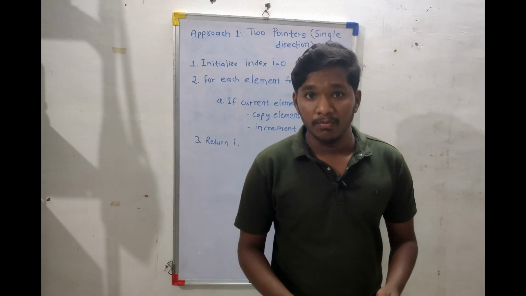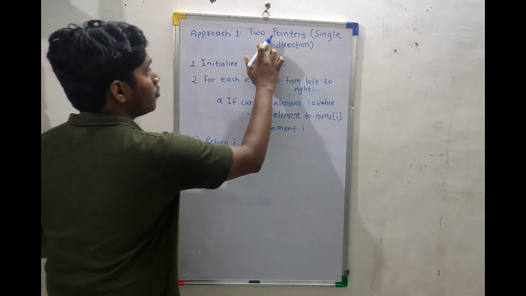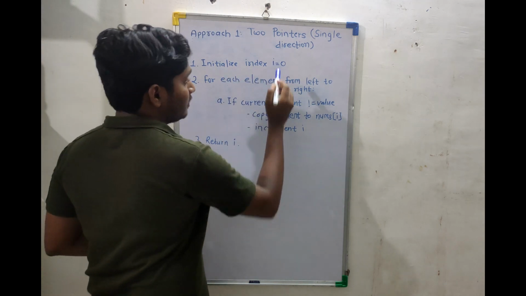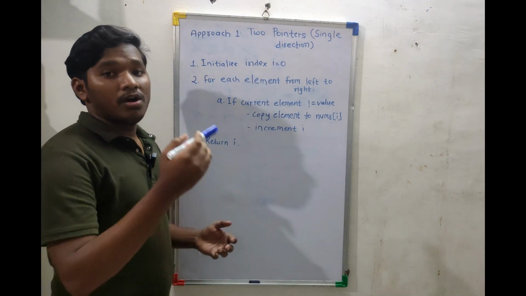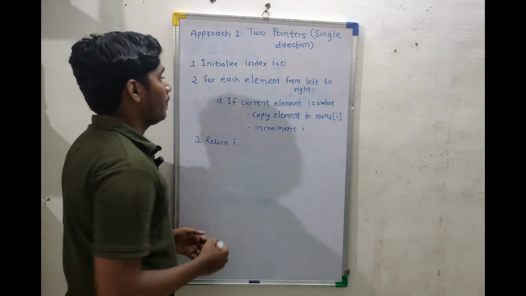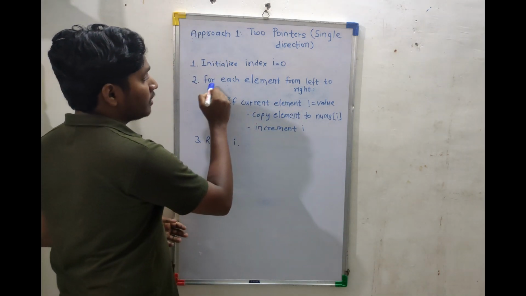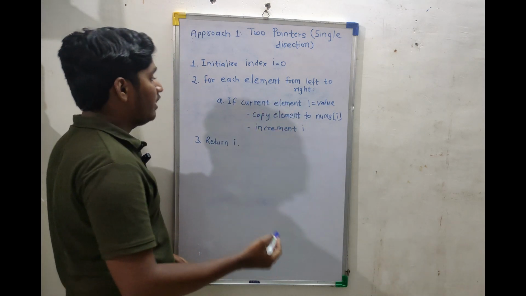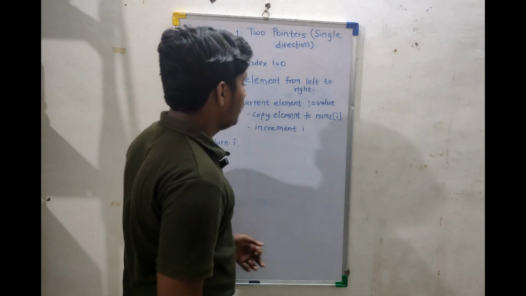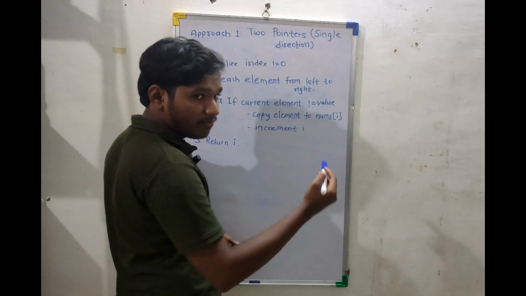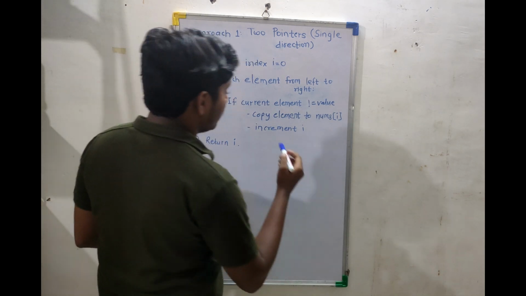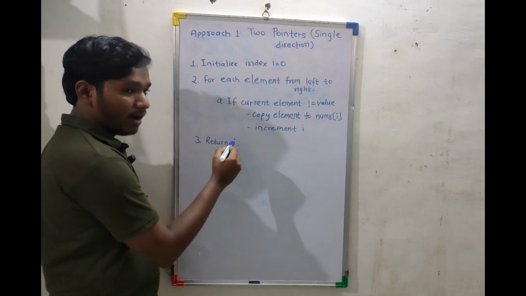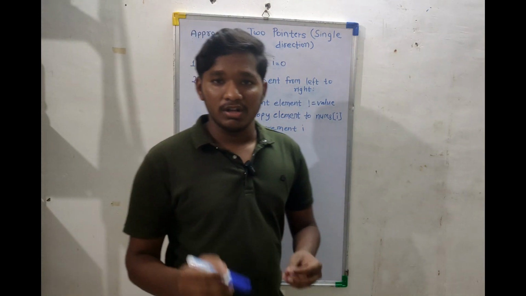So let's see our first approach, approach number 1, two pointers, and this is a single direction approach. The first step is to initialize the index i at 0, and this index counts the number of elements which are not equal to our value. The second step is to run a for loop, and for each element from left to right, if the current element is not equal to the value, then copy this element to nums of i. After that, increment i. After successful completion of the for loop, we return the value of i, which is the number of elements which are not equal to our value.